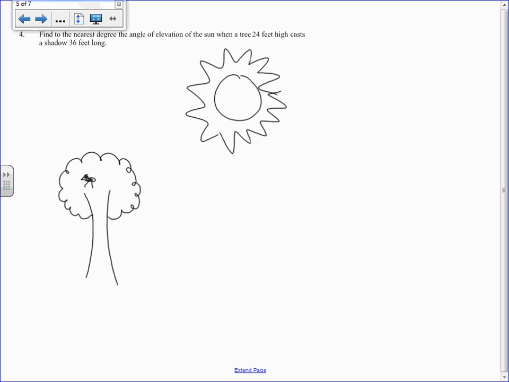Okay, and the sun is beaming down on my tree, and I make a shadow that is 36 feet long. And I want to know the angle of elevation of the sun. So I'm looking up at the sun, and this is a perfect world, so I've got my right angle. So if you look, I've got this mini right triangle right here.